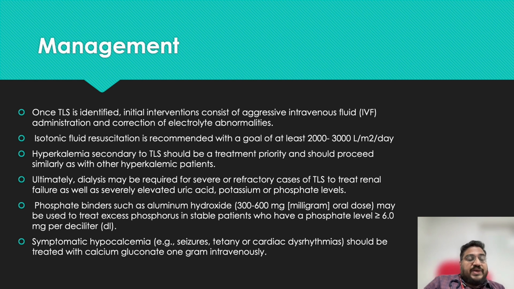Again, the patient can have significantly symptomatic hypocalcemia. You might need to treat them. Either they can have seizure or cardiac toxicity, so treat with IV calcium gluconate.